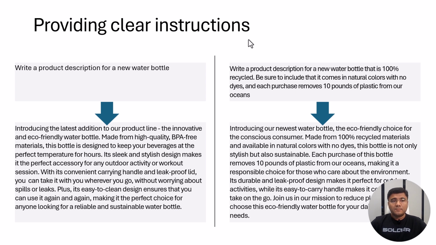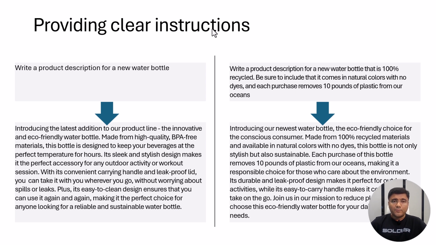So when you provide a prompt, the left side one is a weak prompt, which is just a one-liner. And it is actually saying, write a product description for a new water bottle. Now, when you provide a weak prompt, this does not mean that this is not going to work. It will work. It's going to give you a response. But the response is going to be very generic and it's going to have very vague information inside that.